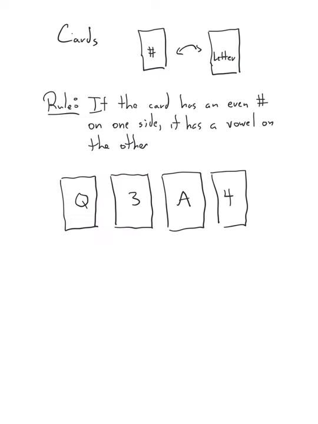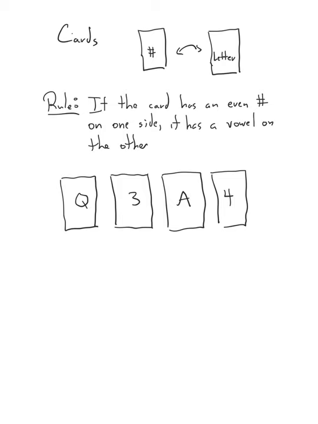All right. So imagine the following thing. These 4 cards, there's 2 sides to them, of course, they're cards. On one side is a number, on the other side is a letter. So if I took this Q and I flipped it over, I would find some number on the other side. I'm told that the rule for this card is that if the card has an even number on one side, then it has a vowel on the other.